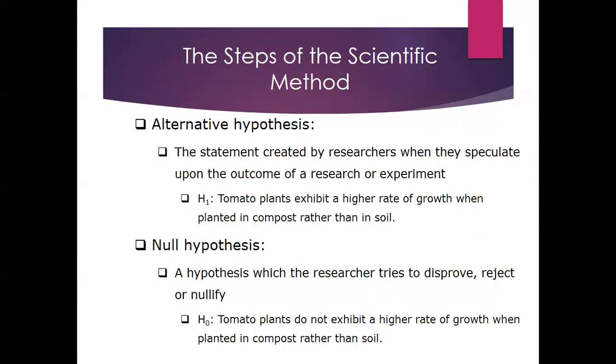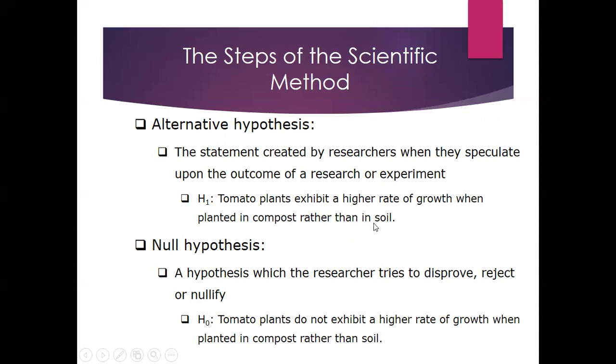So if we go back to the examples here, we said that the if part of the statement is a condition. Here we're saying plant the tomato plants in compost or soil. So this is where we can make the change. You either do soil or you do compost. And depending on which one you choose, you will expect that it will affect the rate of growth. So the one that experiences this will be the dependent variable, in other words, the rate of growth.